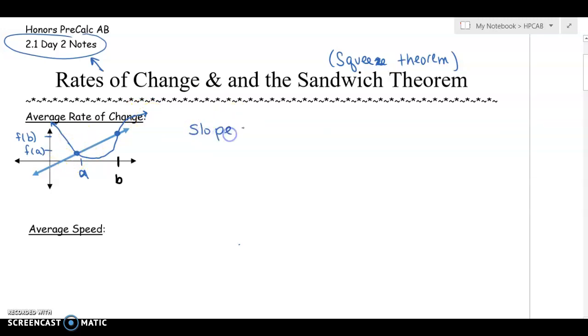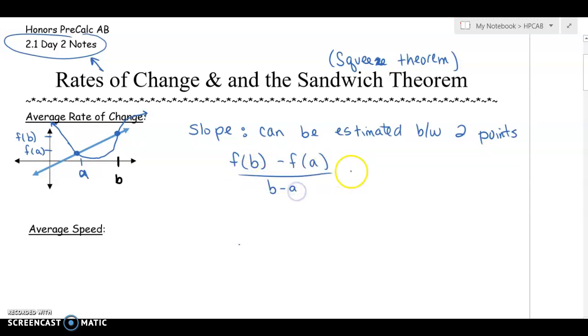But what you can do is estimate it. For the slope, it can be estimated between 2 points. All right, so you can see at this graph here at point A, our y value is whatever f of A happens to be. At B, our y value happens to be f of B. When you do the change in y over the change in x, you would do f of B minus f of A all over B minus A.